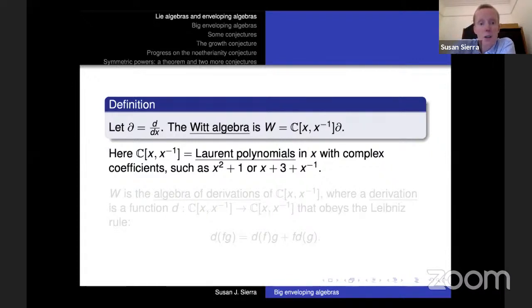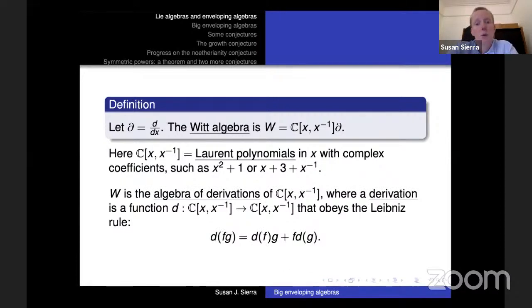So W is the algebra of derivations of the Laurent polynomial ring. In other words, if you look at all the functions from the Laurent polynomial ring to itself that obey the Leibniz rule, so d of fg is d of f times g plus f times d of g, then that's precisely equal to this Witt algebra W. They're all differentiation by x times some function.